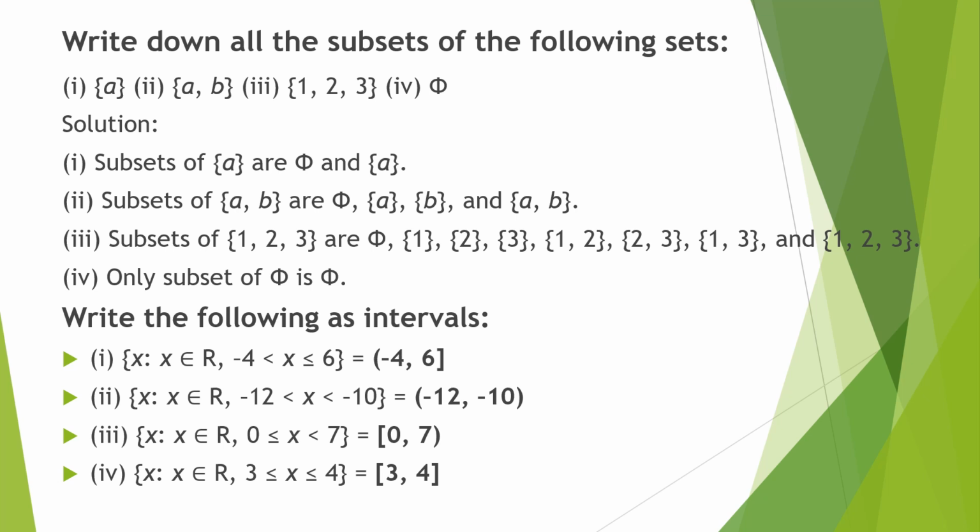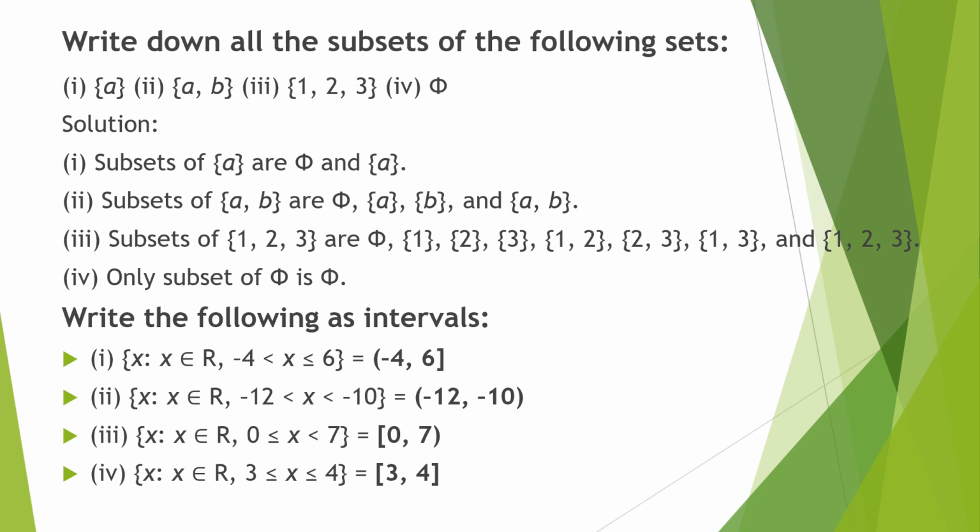Before that, let me remind you that if a set has n distinct elements, the total number of subsets it will have is 2 raised to n. First one, there is a set which consists of just one element A. That means n is equal to 1. So 2 raised to 1 means it will have two subsets. One is the null set and the set itself.